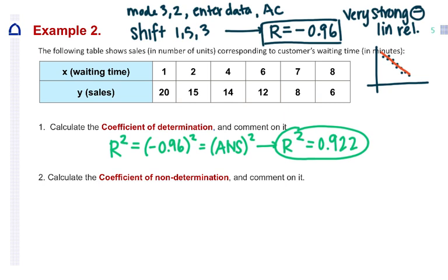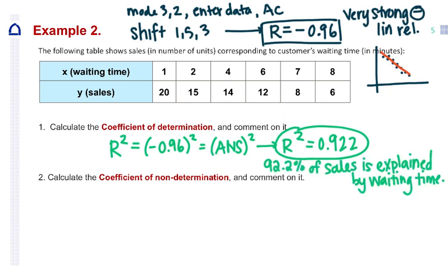If you wanted to comment on it, we would write this sentence. 92.2% of the variation of the sales can be explained by the waiting time. So that shows that the waiting time has a very big effect on the sales.